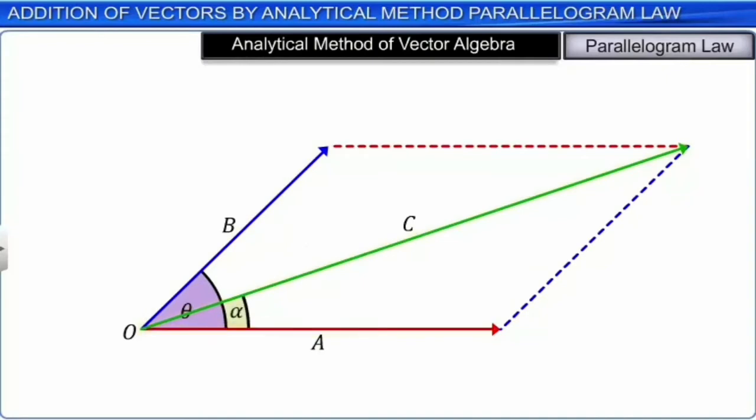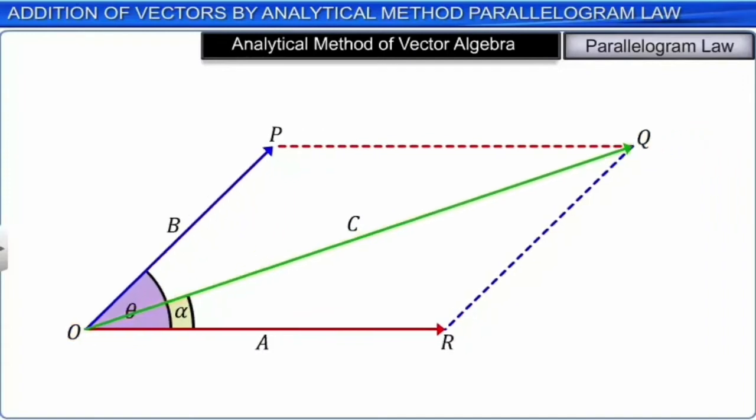Now let alpha be the angle made by the resultant with the direction of vector A. That means alpha is the angle between vector A and vector C. Here the magnitude of vector C, or the resultant, is the same as the length of vector OQ. The length of vector OQ is the magnitude of the resultant.